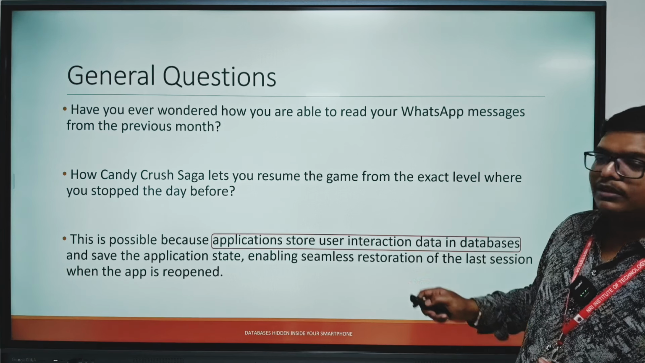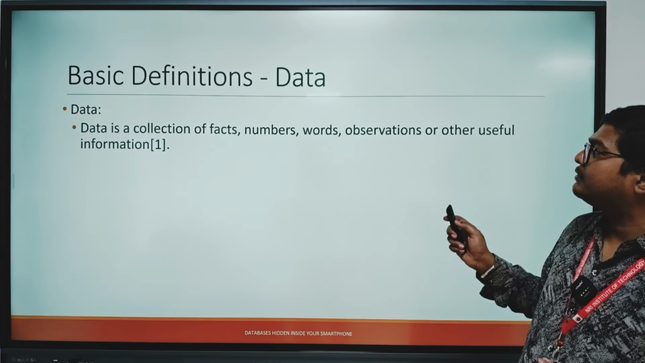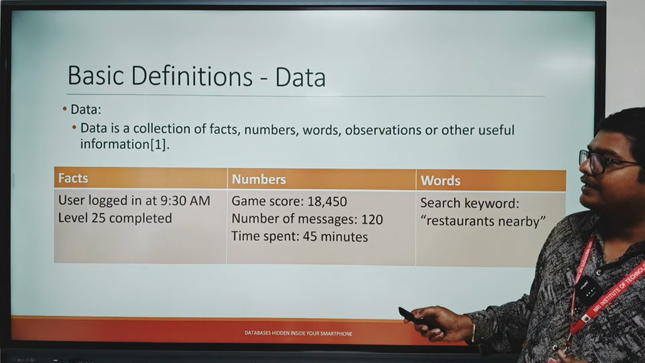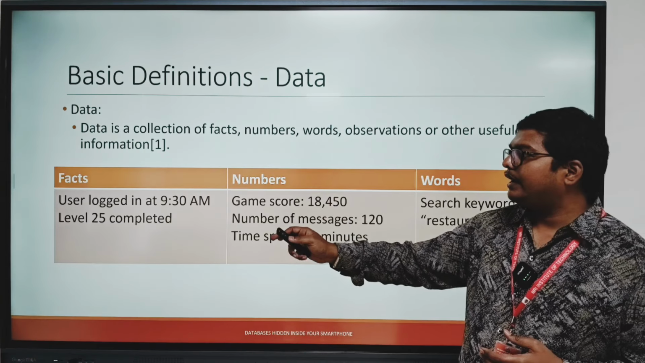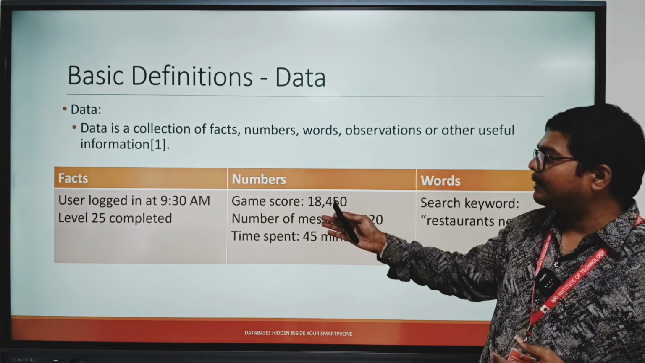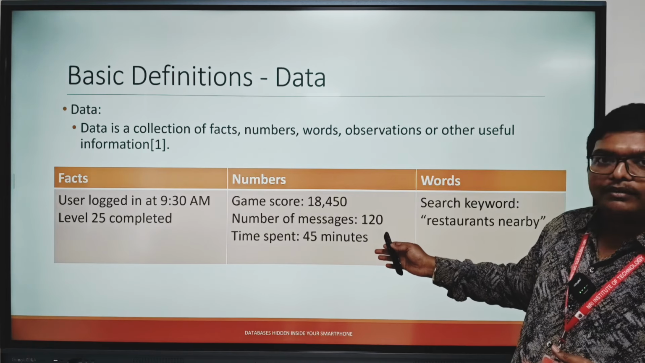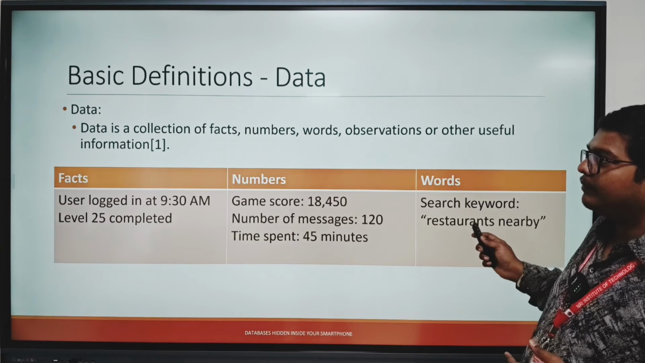Now let us move on to the basics: what is data? Data is a collection of facts, numbers, words, observations or other useful information. You can see an example here. Facts are like the user logged in at 9:30 a.m. and level 25 completed. The numbers can be game score, number of messages 120, time spent 45 minutes, and words can be like the search keyword restaurants nearby.